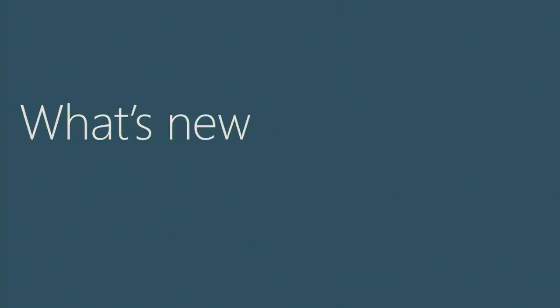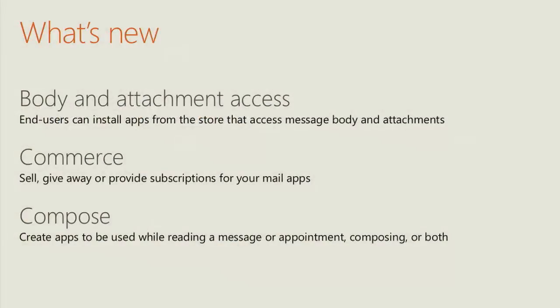All right, so we talked about the platform and what we shipped in V1. What's new? What have we been up to for the past 9 months? There are three main topics we're going to talk about today. The first one is body and attachment access. Now, apps in V1 did have a way to access both body and attachment, but it was a very complex and terrible way to do it. The worst case scenario is that end users themselves could not install apps that access attachments.